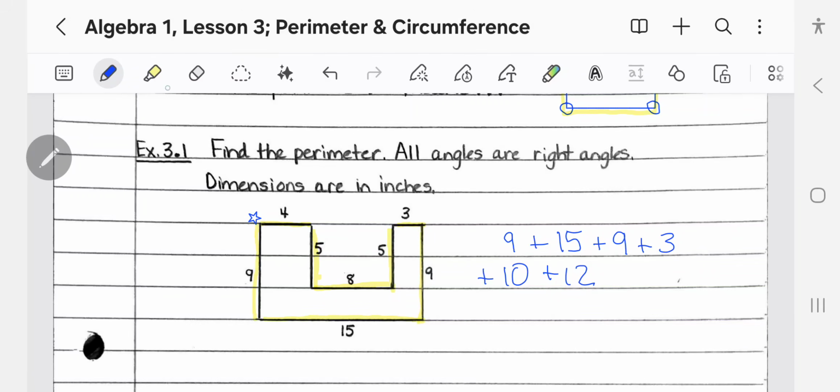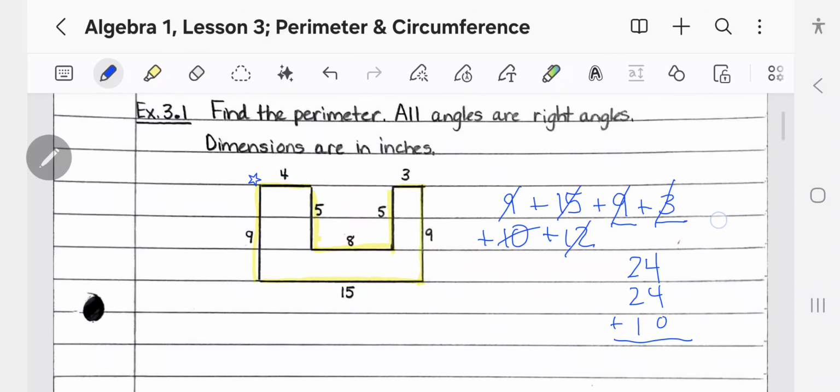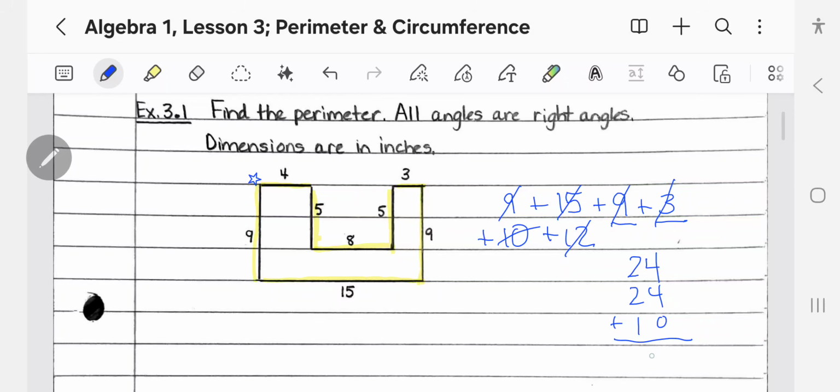One thing I notice here is if I add this 9 and this 3, I get 12. And then I've already got this 12, so that's 24. Then I've got this 9 and this 15, which is 24. And then I've got this 10. So I'm just adding them up as I go. 24 and 24 is 48, so this would make it 58. So 58 units. Now they tell us that the units are inches. So we can say that the distance all the way around the perimeter is 58 inches.